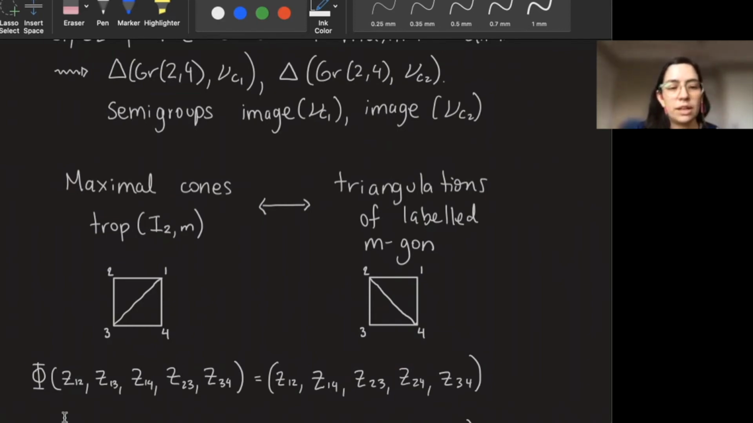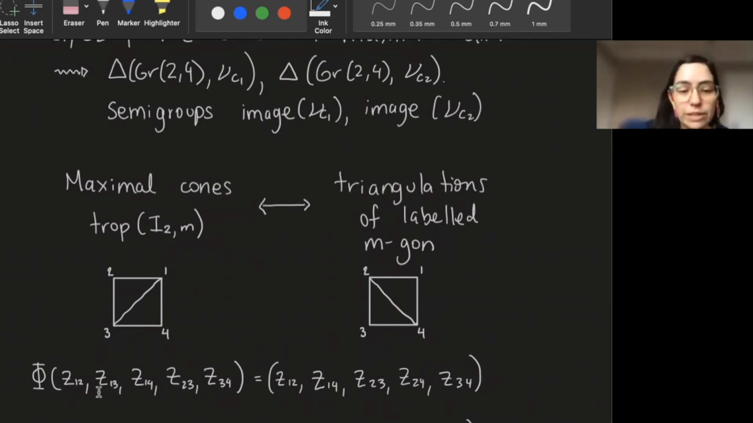So this polytope lives in R to the number of Plücker coordinates. Actually, there's 6 Plücker coordinates. It lives in the Plücker coordinates that correspond to edges of the polygon, right? So this is 12, 13, 14, 23, 24. So those are the coordinates labeling the R in which the polytope corresponding to this cone lives. And similarly for this one, we get 12, 14, 23, 24, and 34.